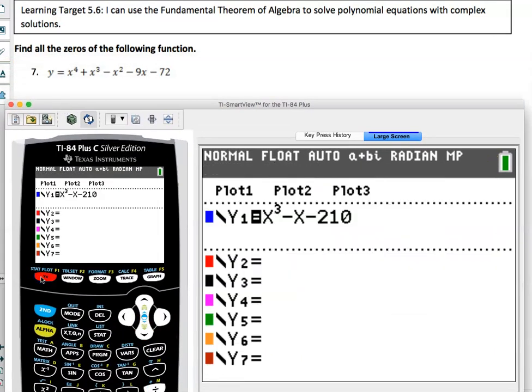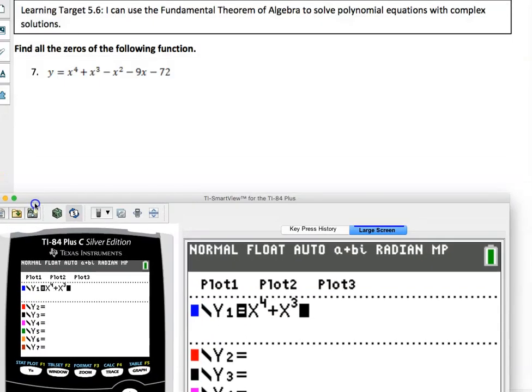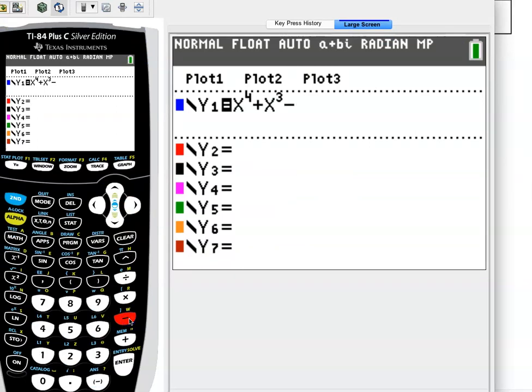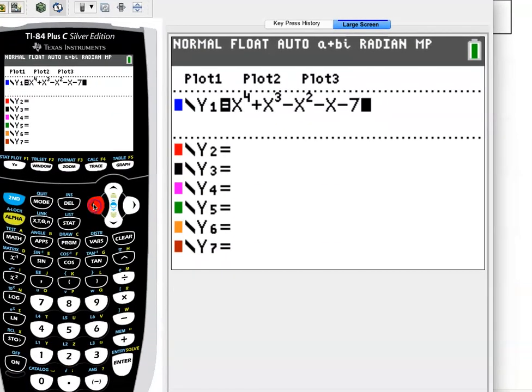Y equals, I want x to the fourth, x caret 4 plus x to the third minus x squared, minus x squared, minus x minus 72. Verify I did that right. Oh, minus 9x, not x. So I forgot to put a 9 in there. All right, so I can go over the x, and if I hit second delete, it allows me to put the 9 right in there instead of having to retype over everything.